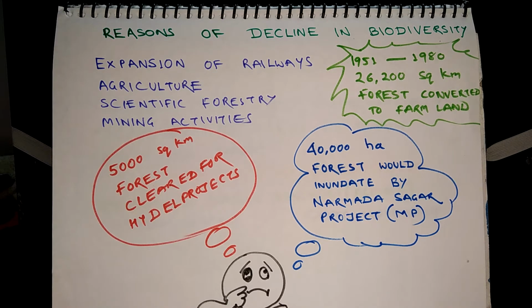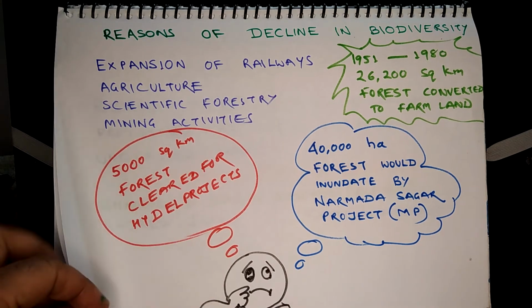Even after independence, more or less the same practices continued. As per data, between 1950 to 1980, 26,200 square kilometer of forest was converted to farmland to ensure that agriculture can be increased. 5,000 square kilometer of forest was cleared for hydel projects, for hydroelectricity projects in this period. Even in modern times, the Narmada Sagar project in Madhya Pradesh is projected to inundate around 40,000 hectares of forest land. Just imagine what will happen after such a vast area of forest is cleared or destroyed. All the wildlife and plant species will have no home. All of them will be destroyed. So these are the reasons for decline in biodiversity.